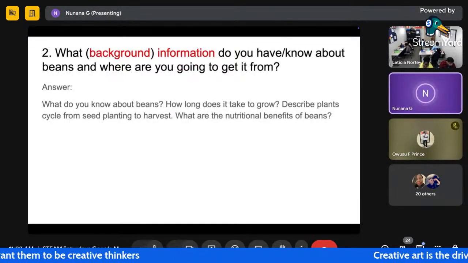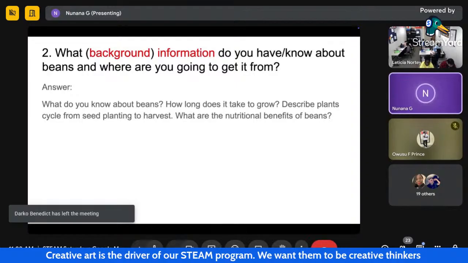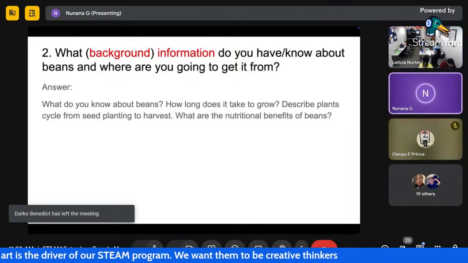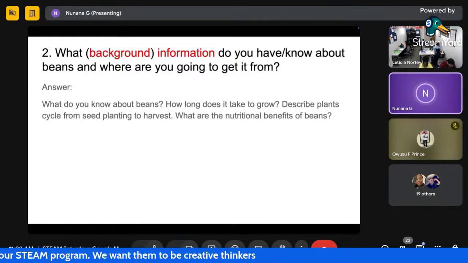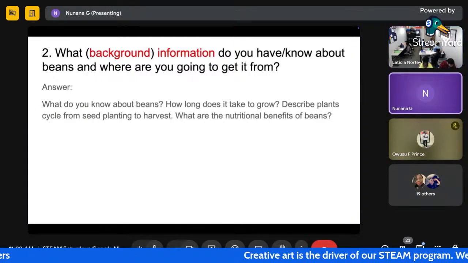So second is background information. What do we know about beans already? And where did you get it from? What do you know about beans? How long does it take to grow? Describe the bean cycle from planting to harvest. What are the nutritional benefits of beans? That has already been given to you. So you go back and you do more research about it.